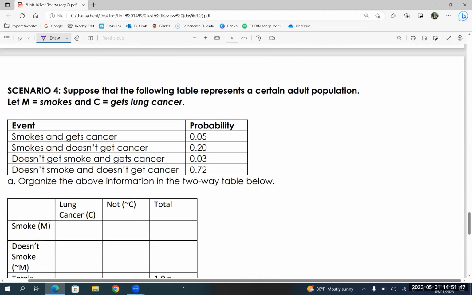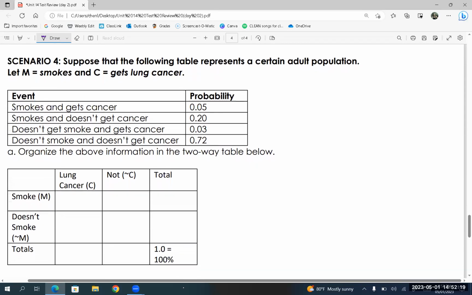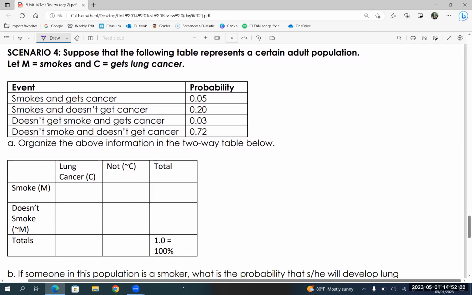Okay, scenario 4. Suppose that the following table represents a certain adult population. Let M represent those who smoke, and C represents if they get lung cancer. The event of them smoking and getting cancer is 0.05. Smoking and not getting cancer is 0.2. Not smoking and getting cancer is 0.03. Not smoking and not getting cancer is 0.72. Organize the above information in a two-way table below.